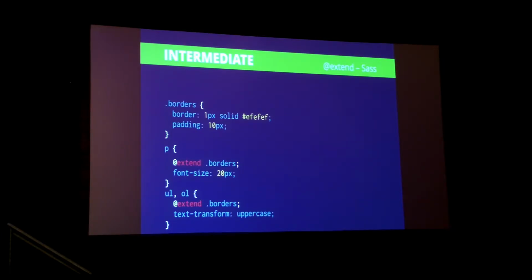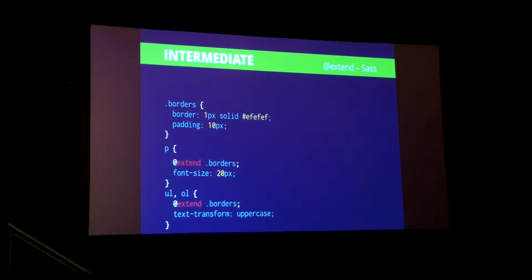So the difference between a mix-in and extend is, if you have the need to pass in some type of an argument or a variable or some type of parameters, use a mix-in. If you're just using some placeholder information that you want to reuse later on, use extend. So this is roughly how it works. We have a class called borders with some stuff inside, and then we want to use the CSS inside of that in our paragraph and then in our list.